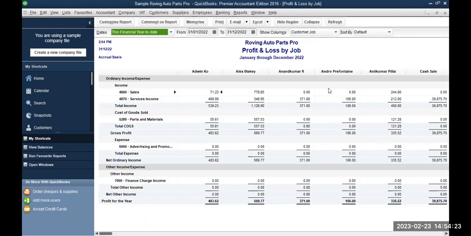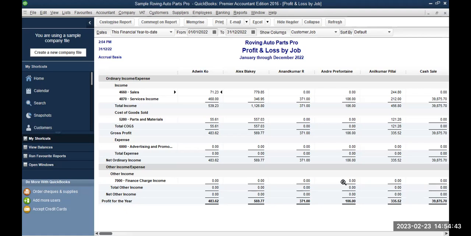This profit and loss by job looks at your customers that you put in the system. So it shows you this customer, Admin Co, the total income, the cost of goods sold to them, and the profit that you've made on that customer. So for each of the different customers, you see the performance, their profitability.